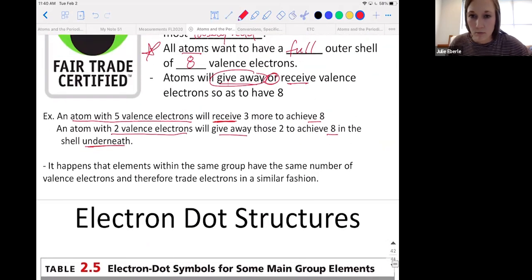All right, so we've done a lot of talking and thinking. Here's the summary. It happens that elements within the same group, how do you identify a group and all the elements in that group? Elements in the same group have the same number of valence electrons, and therefore they trade electrons in a similar fashion. This again reinforces the idea that they have similar chemical properties. The reason why they behave the same way is because they give away or receive valence electrons the same way.